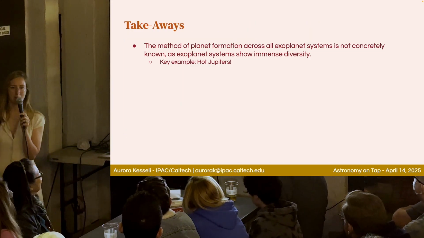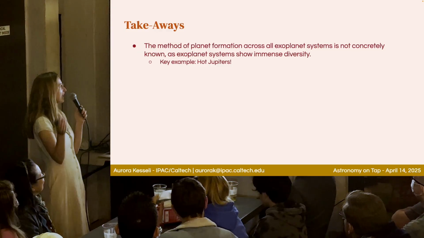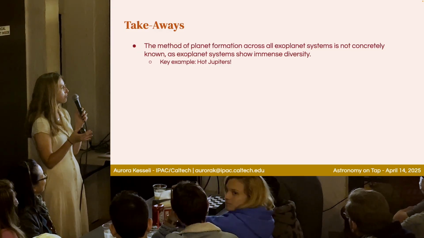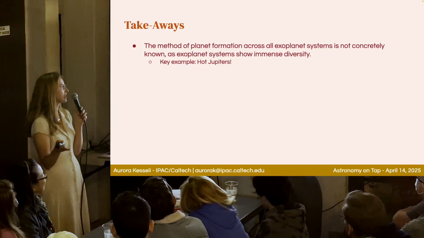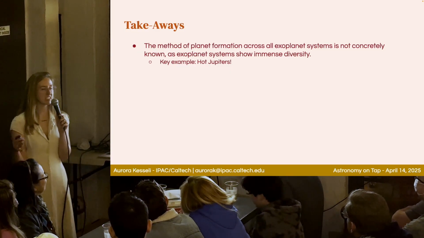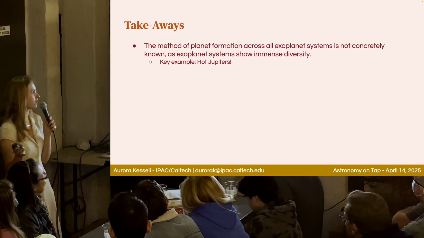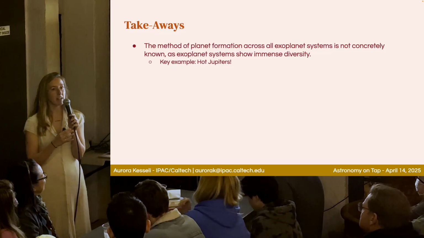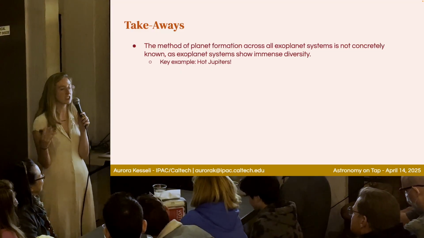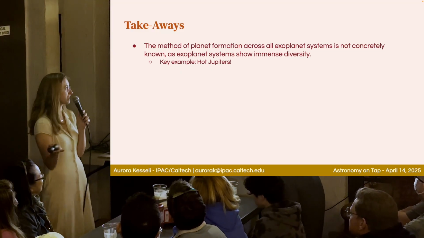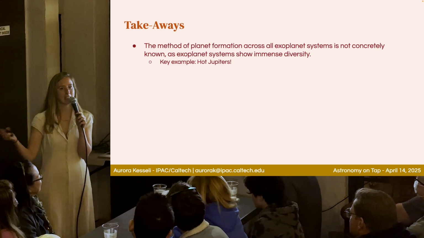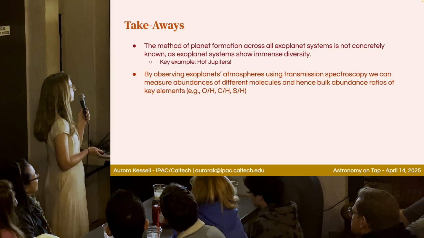Okay, so to summarize some key takeaways, the method for planet formation across exoplanet systems is not precisely known at this point. We think that core accretion does a pretty good job of explaining a lot of our observations, but exoplanet systems are really diverse. We've seen that they are much more diverse than we initially thought from looking at just our solar system. A key example of this is the many hot Jupiters that we've seen that are nothing like what we have in the solar system.